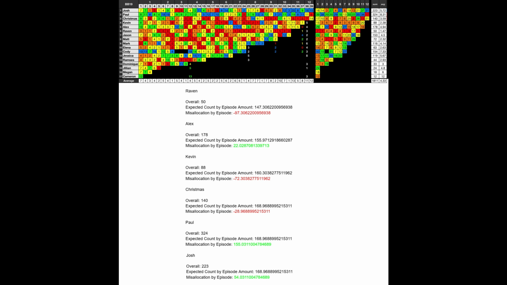Alex got 178 diary rooms. Her expected count by episode amount is 155.97, causing for a 22.02 misallocation by episode. And this kind of makes sense because they wanted to paint her in the best light as possible, and she won a decent amount of competitions. Kevin got 88 diary rooms, and his expected count by episode amount is 160.3, causing for a negative 72.3 misallocation. And this kind of makes sense because he, like Raven and Matt, really weren't relevant to the ongoings of the season. So, yeah.